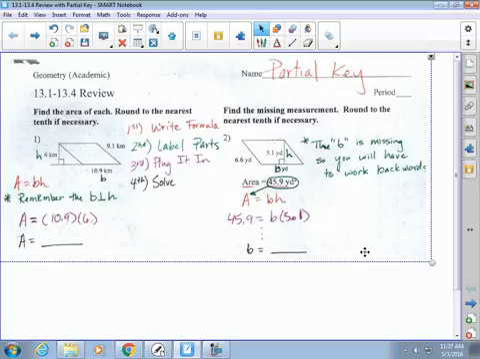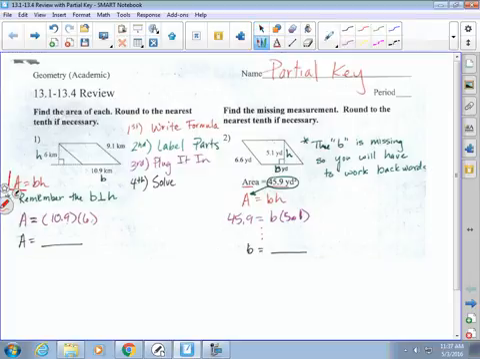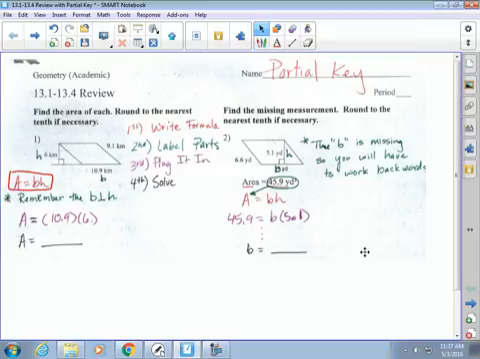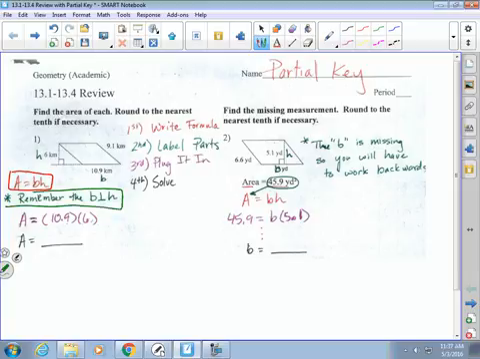Alright, so up here, you need to remember to write your formula. I wrote the formula over here, A equals BH, base times height. Then you need to label the parts. Label what number represents the B, represents the height. I also put in here to remember that the base and the height are perpendicular, meaning we got to see that box, okay? And the height can be outside of a figure.